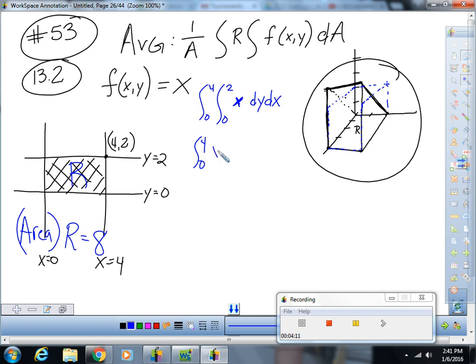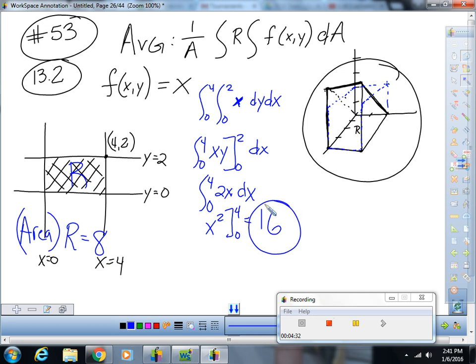Integrating that with respect to y gives us xy as y goes from 0 to 2. So that's going to be the integral from 0 to 4 of 2x dx. So that's going to be x squared as x goes from 0 to 4, which is 16. Here's why I'm making sure you understand this. The total volume of cheese in this triangular block of cheese is 16 cubic units.